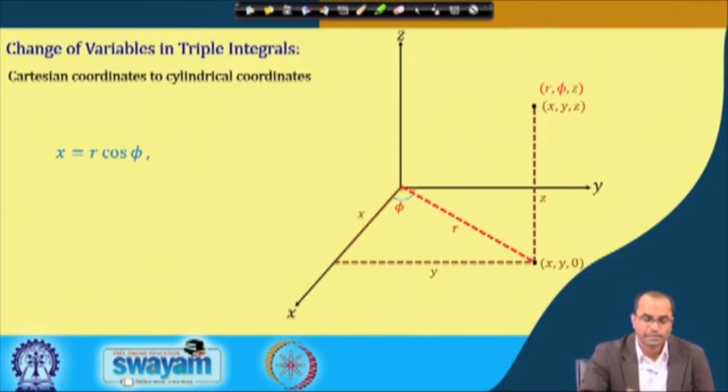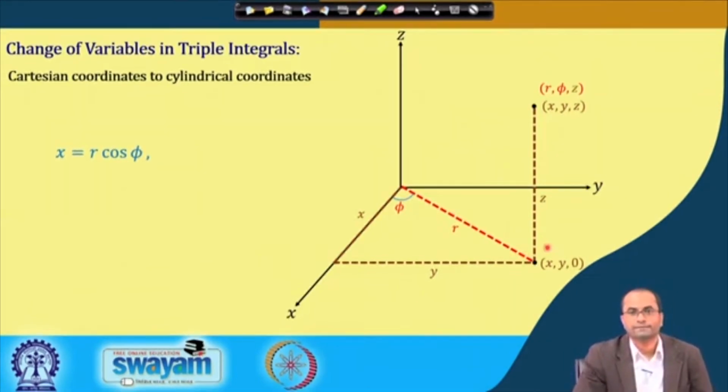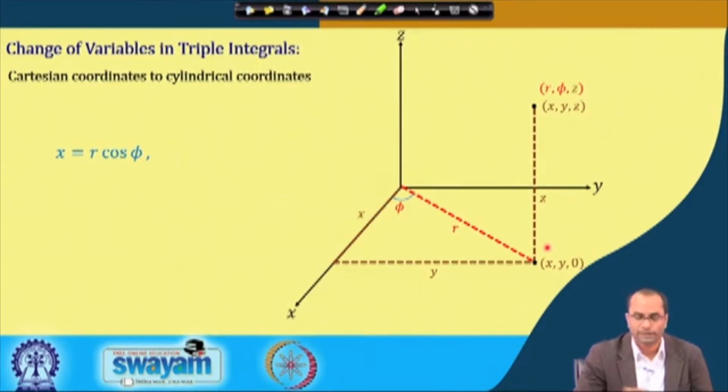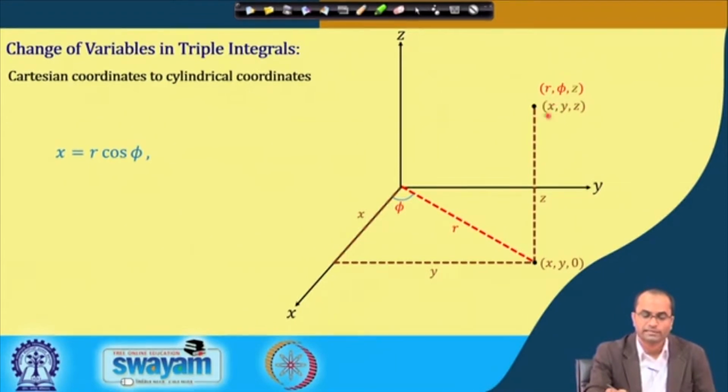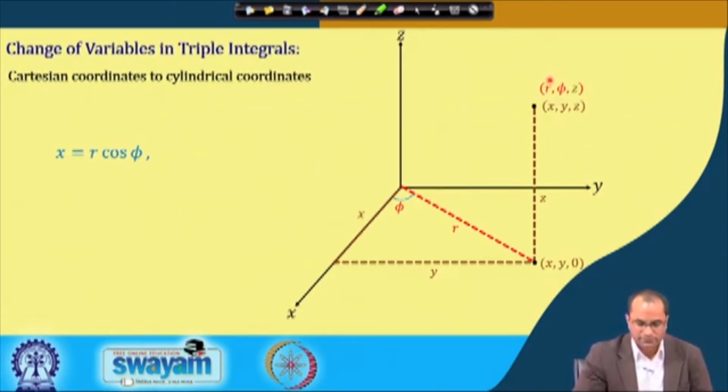So, basically in the x y plane we are representing by the polar coordinate. R is the distance to this point and phi is the angle from this x axis, and this z here is the same as the given in the Cartesian coordinate. So, there is no change in the z, and this x y simply they are given by this r phi, and that is nothing but the polar coordinate in this x y plane.